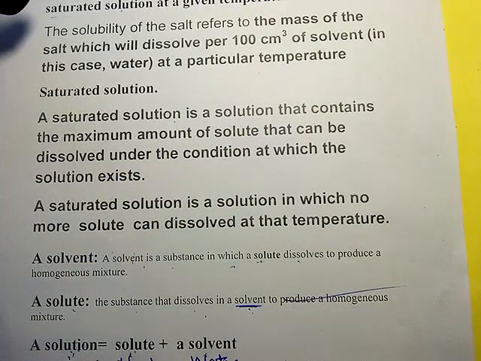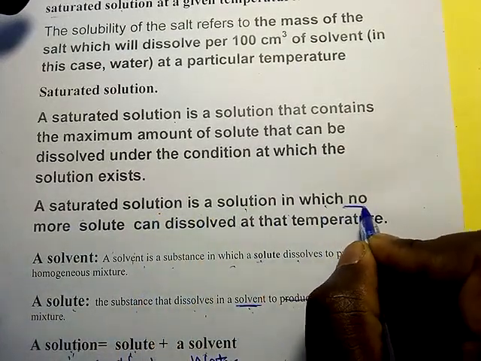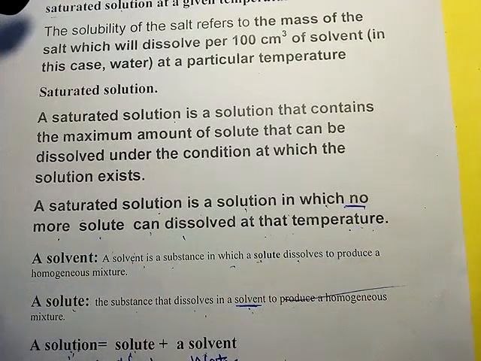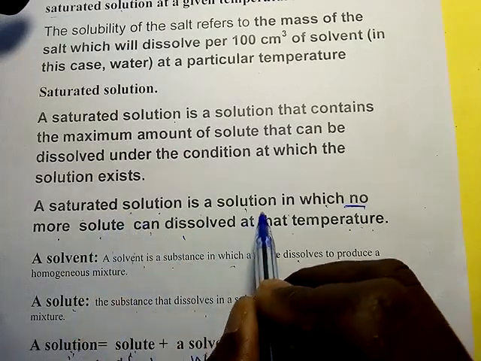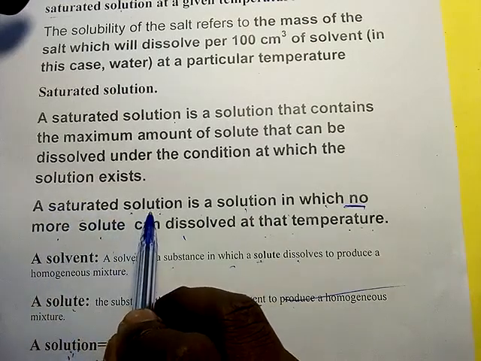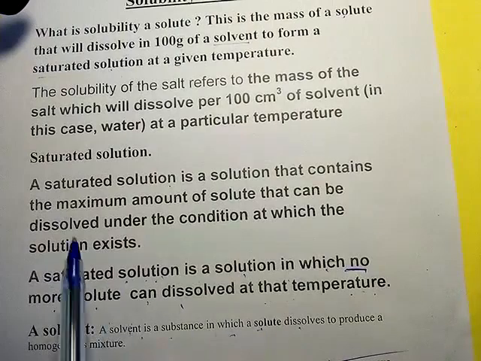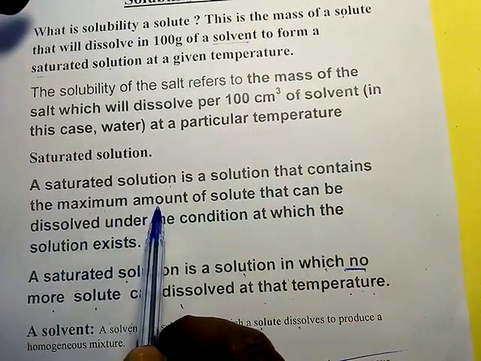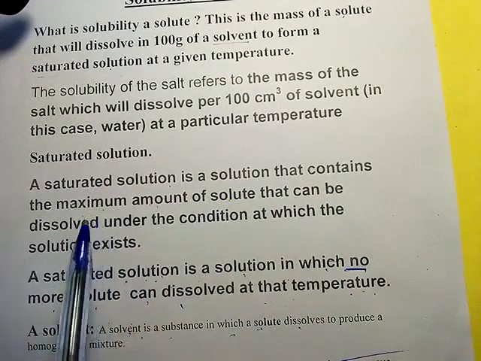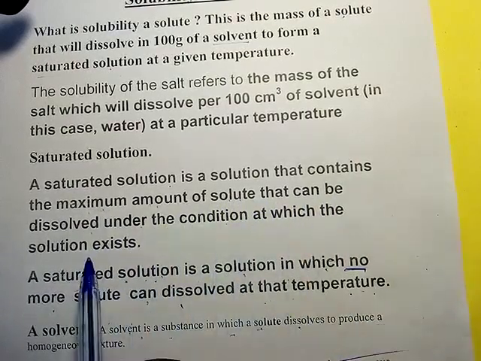Another word I want you to get is a saturated solution. What is a saturated solution? A saturated solution is a solution in which no more solute can dissolve at that temperature. That solution in which no more of the salt can dissolve at that particular temperature is called a saturated solution. A saturated solution is a solution that contains the maximum amount of the solute. If something has a maximum amount, it means it can no longer take more. It is the maximum amount of the solute that can be dissolved under the conditions at which the solution exists.